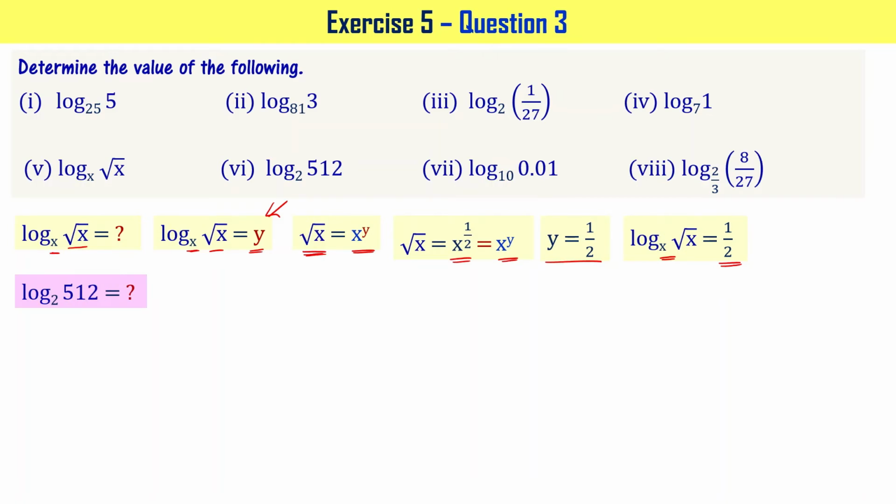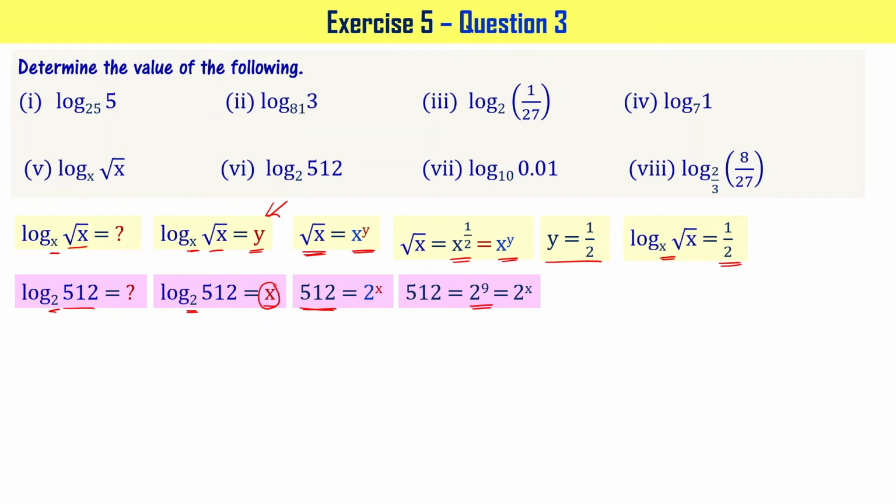Now let's look at the next one, that is log of 512 to the base 2. Let me assume this as x. Base is 2 here, and this is going to be the exponent when you write it in the exponential form, so that 512 can be written as 2 power x. I can express 512 in terms of 2 power something, right? That is going to be 2 power 9. 2 power 9 equals 512. That is equal to 2 power x. It means 9 is going to be equal to x, right? x equals 9 is the answer. So let's write that.